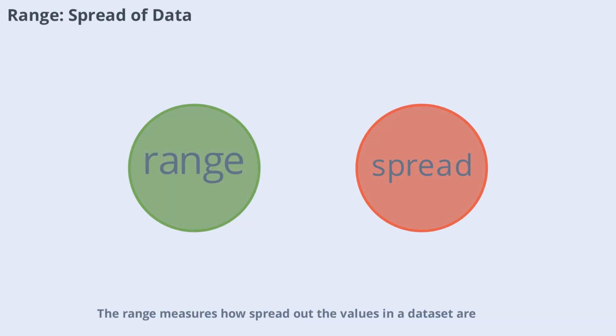Range measures how spread out the values in a dataset are. It's calculated by subtracting the smallest value from the largest. For example, if the lowest test score is 60 and the highest is 100, the range is 40. While the range gives a quick sense of variability, it only considers the two extreme values and ignores the rest.